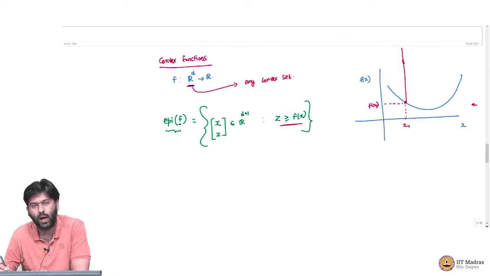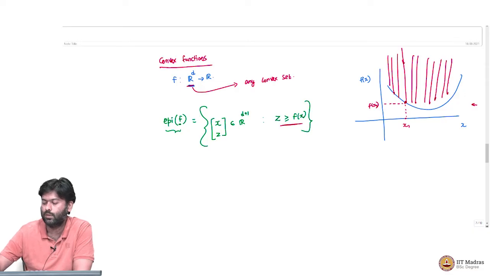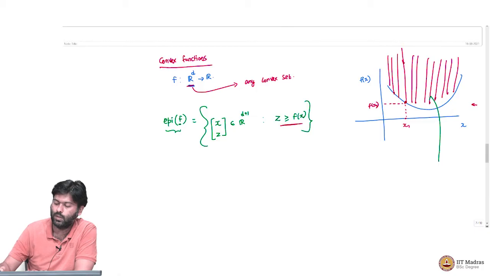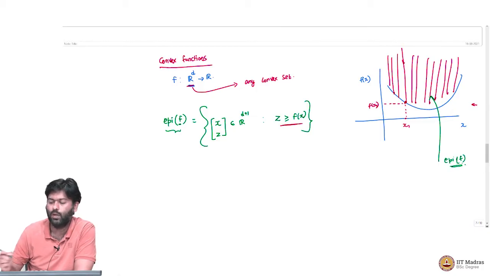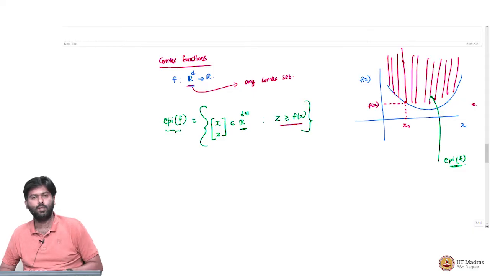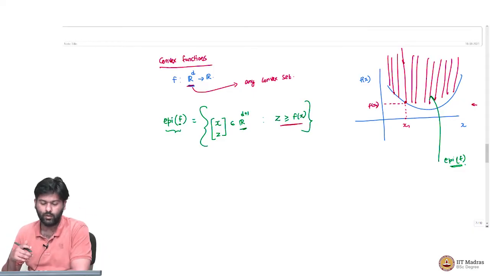So, now I do this for every point, which means that the set that I am associating with this function is this set, right. So, now this is the epigraph of f. It is a set in Rd plus 1 because your x itself is in Rd and the value that x takes is f of x, which is a number. So, you add that extra dimension, right.